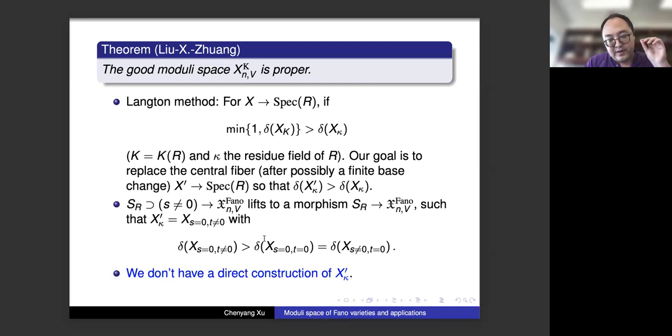We want the deepest strata to have the same delta as the delta you start with, because delta is only going down. So if you're along this line, the original central fiber X kappa degenerates to this deepest strata, then the delta can only go down. But we want to not go down. We want it to be the same.